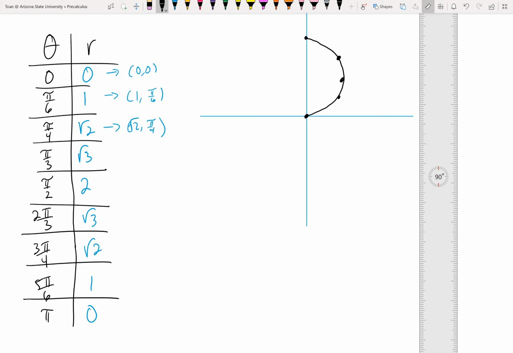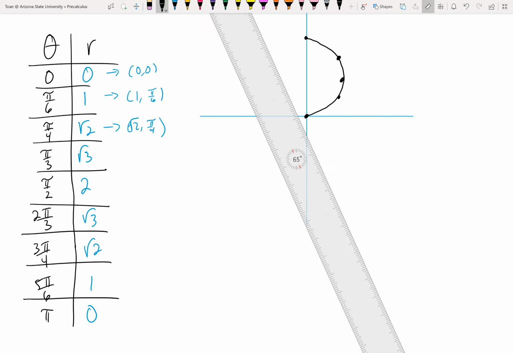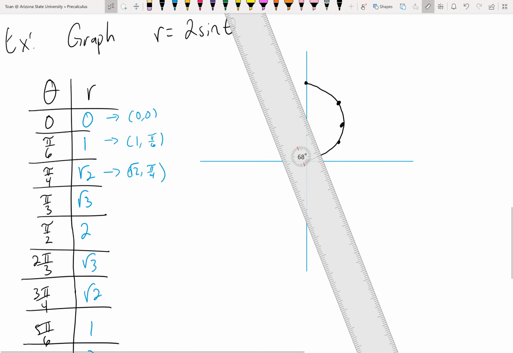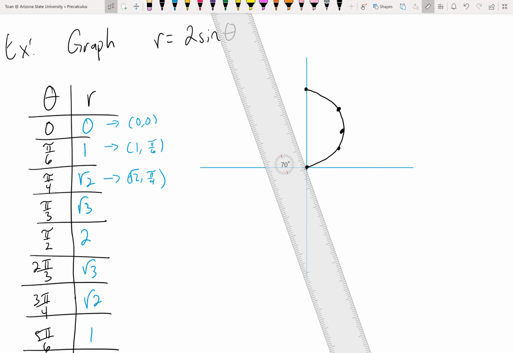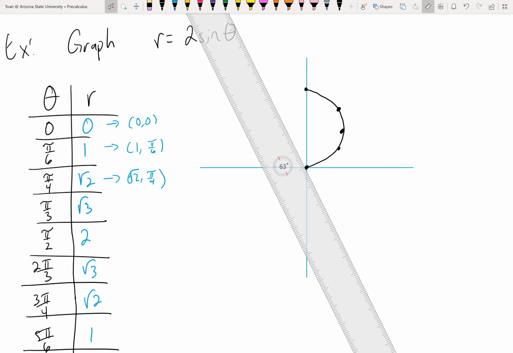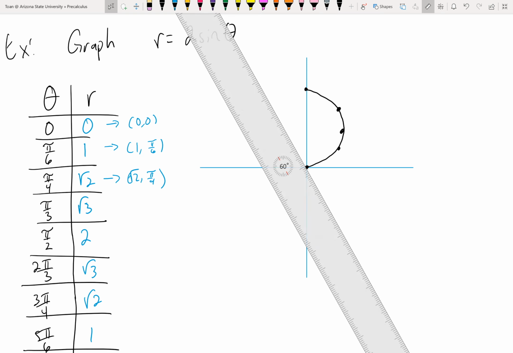So at 2 pi thirds, let's see here. 2 pi thirds is 120 degrees, which has a reference angle of 60. Unfortunately, my ruler only does reference angles. So here he is at radical 3, which we said in our system was 3.4 inches. 1, 2, 3. I'm going to approximate 4 there.